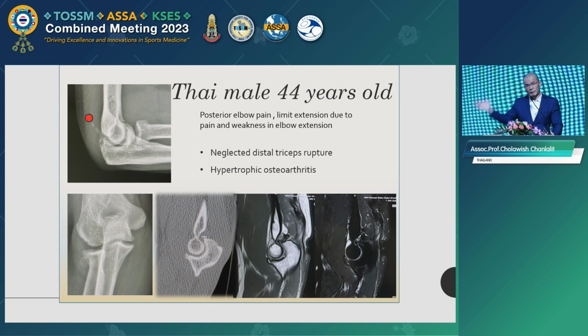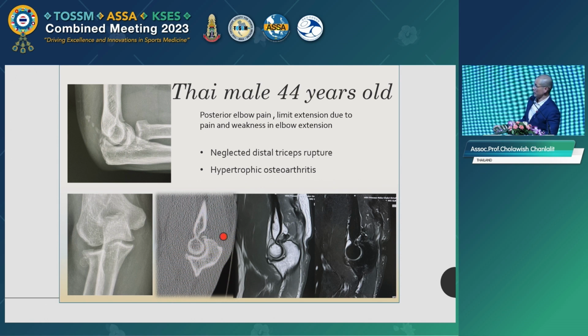So I went back to the patient and asked, and he said, yeah, I have weakness too, especially when he wants to push, like in push-up activity. Before developing the symptom of elbow extension loss, he had an injury with pain and bruising at the back of the elbow. So you can see the investigation there.